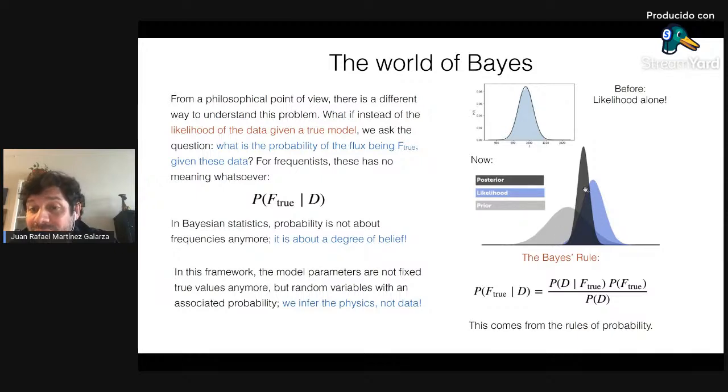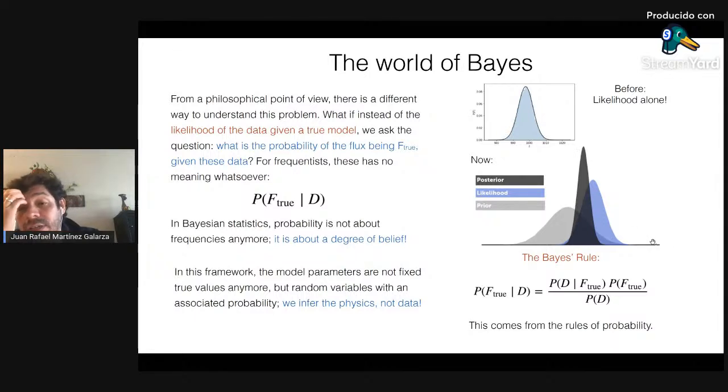And then you update your belief, and now you have a posterior. And the way in which you do that is by convolving these two probabilities, the prior and the likelihood, to form the posterior. So what's happening here from a philosophical point of view is that you had a previous belief that now you are updating based on new data, in this case, the likelihood. And that gives you a new belief, which is your posterior distribution.